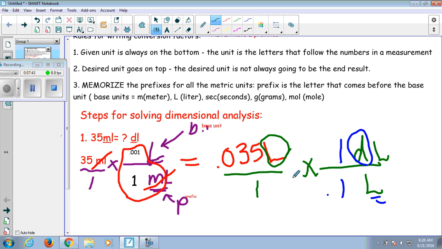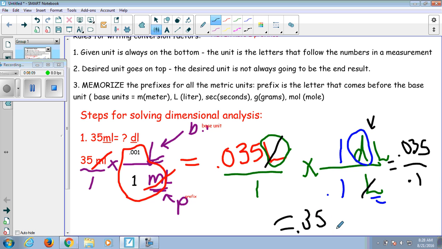Now I can cancel liters and liters. And when I multiply across the top, I get 0.035. I multiply across the bottom, and I get 0.1. So when I take 0.035 divided by 0.1, I get 0.35, and my unit that's left is right here, deciliters.